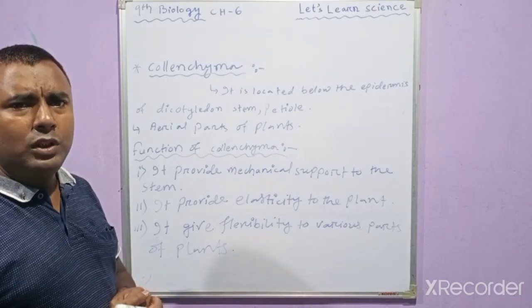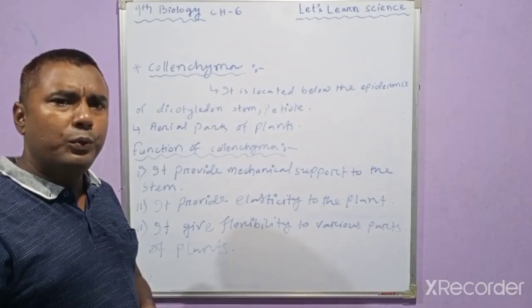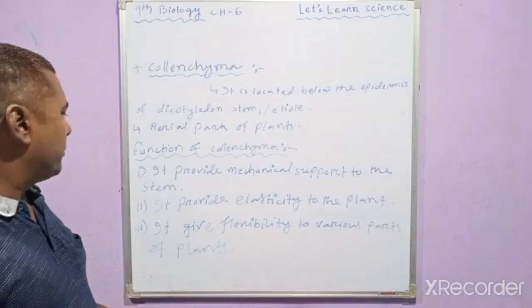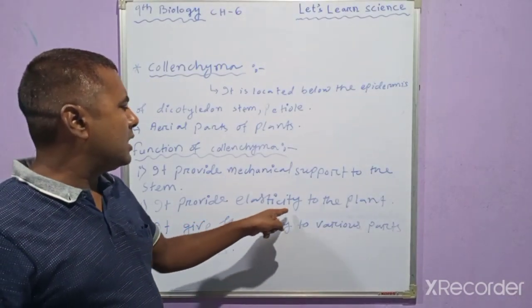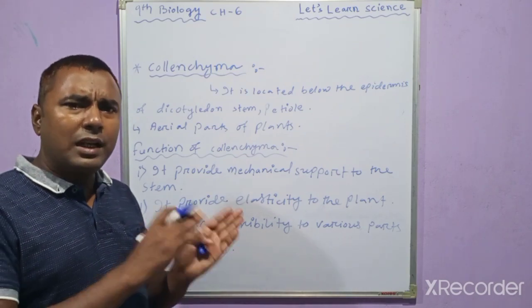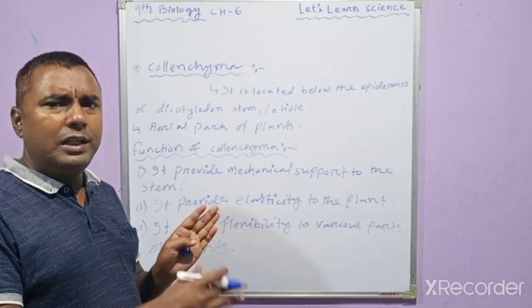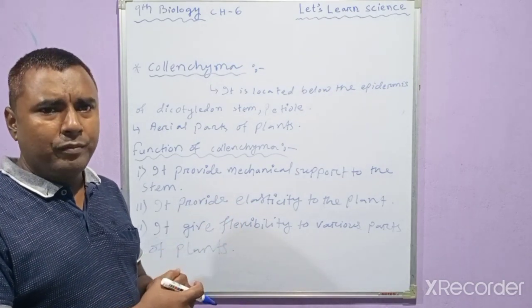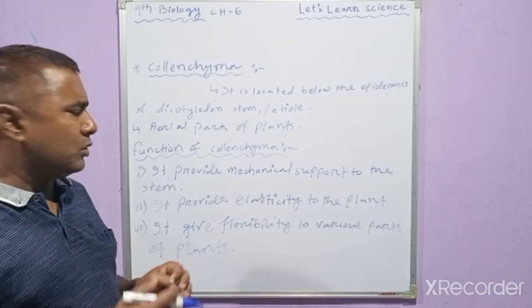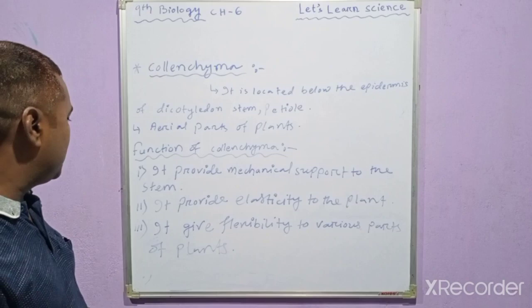Besides that, it has the capacity to provide mechanical support to the stem of the plant. It provides elasticity to the plant. Besides that, the plants become somewhat elastic. If a plant gets any kind of injury, it will not break down easily. That type of elasticity is possessed by plants only because of this chlorenchyma tissue.